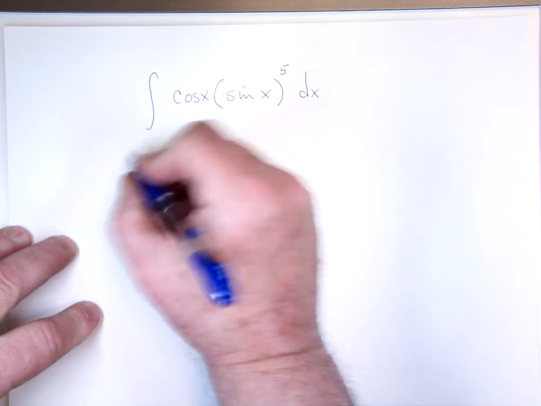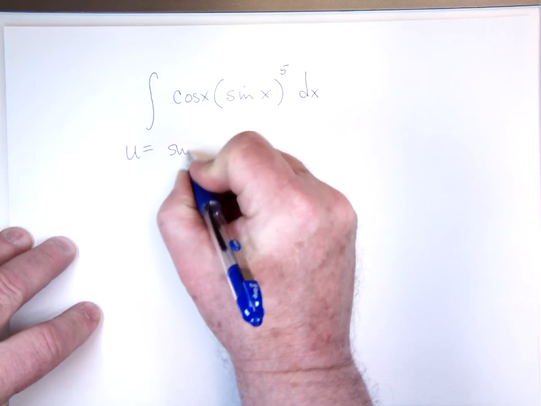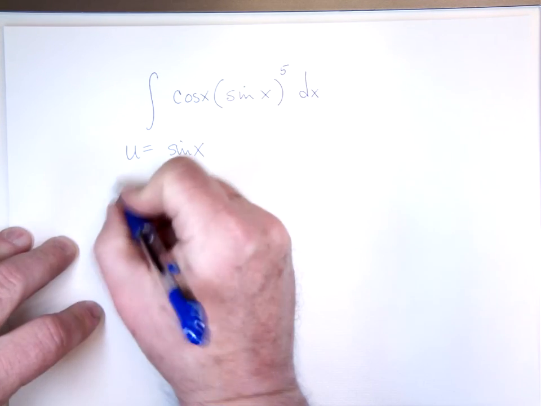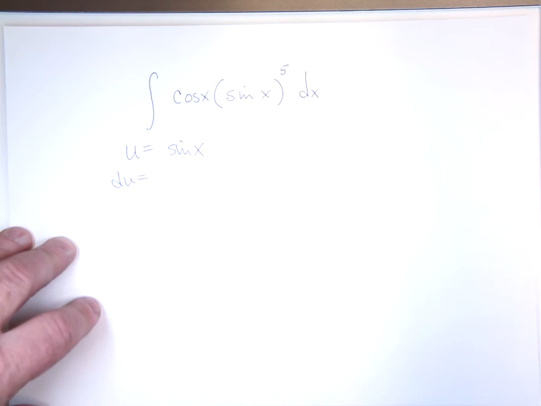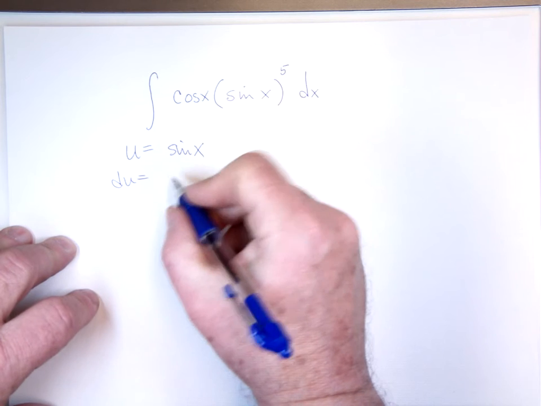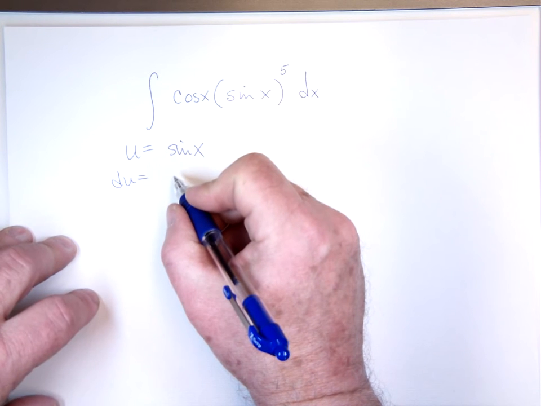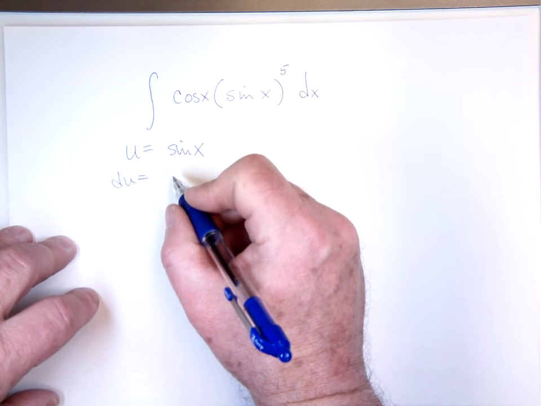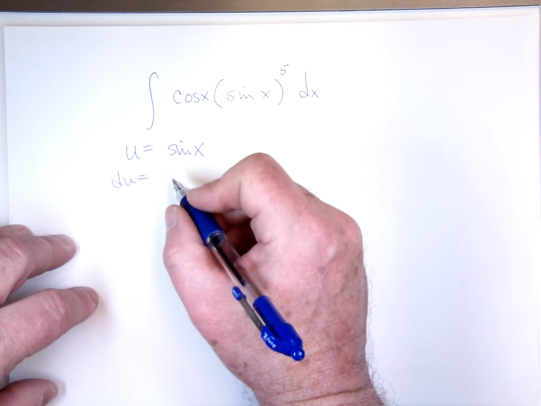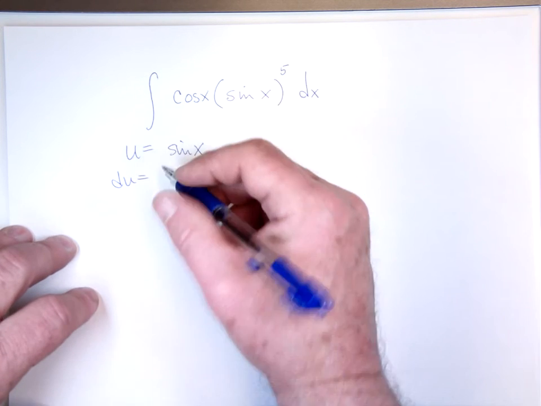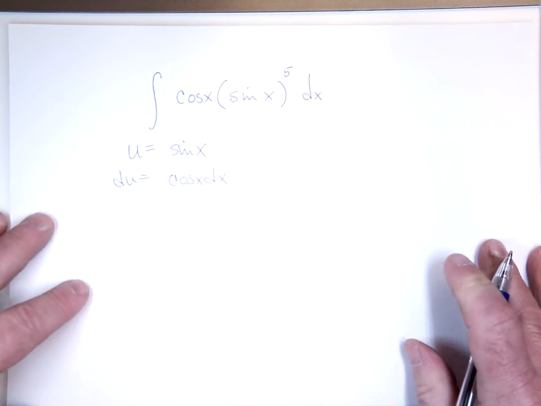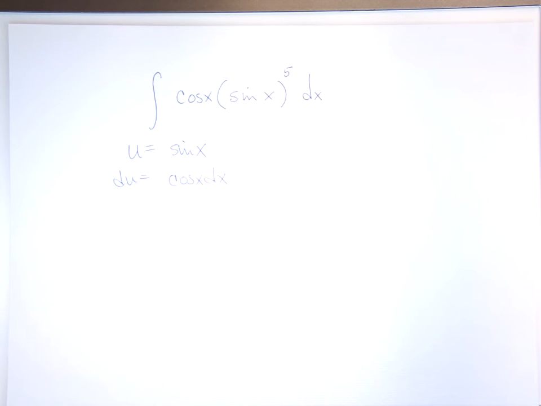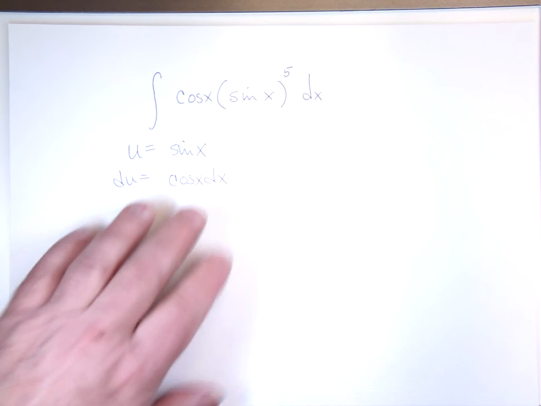What's du? Not sine x to the fifth. No, just the sine x. What's du? Cosine x dx. The derivative of sine is cosine. The integral of sine is negative cosine. You've got to keep those straight.